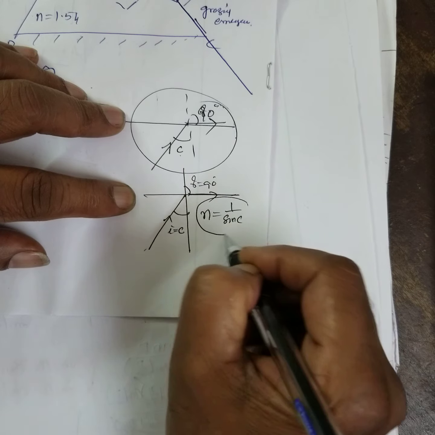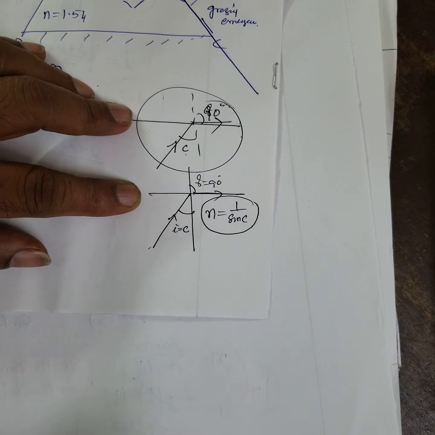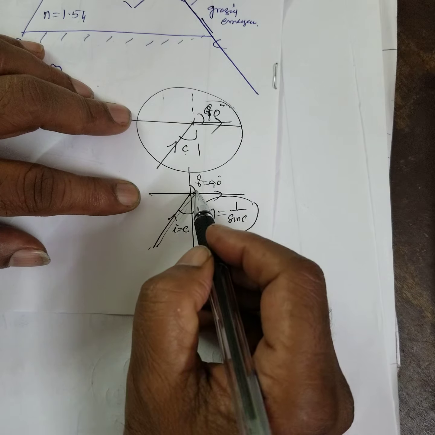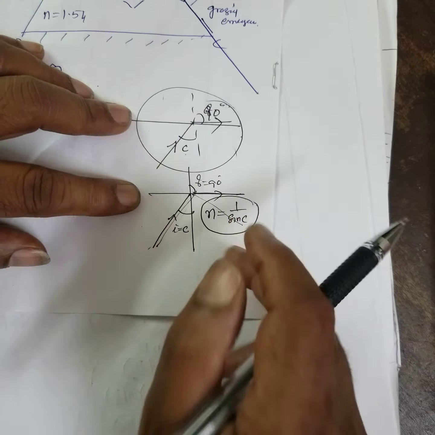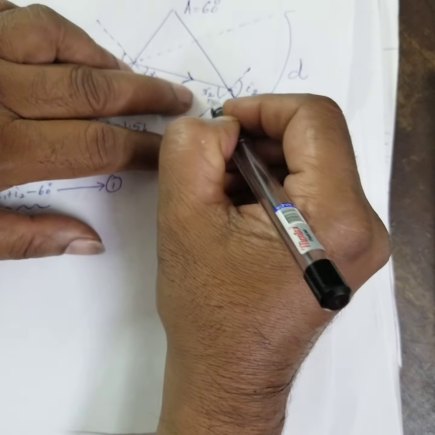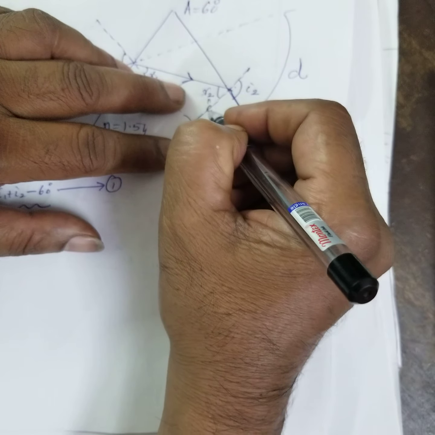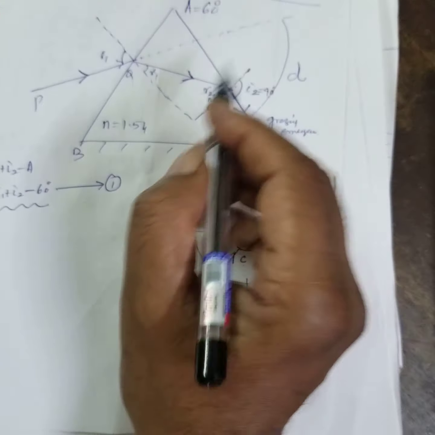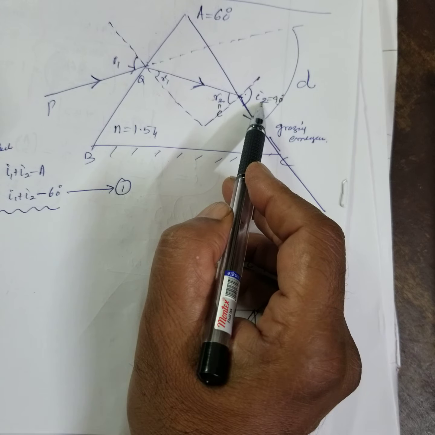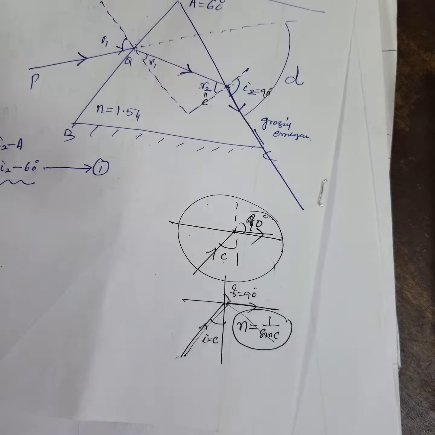Do you remember? This is a condition for total internal reflection. If I is greater than the critical angle, total internal reflection takes place. You know this. Here what happens? This is the critical angle, and this should be 90 degree. Understood? Since it is grazing, this I2 is 90 degree. R2 should be the critical angle.